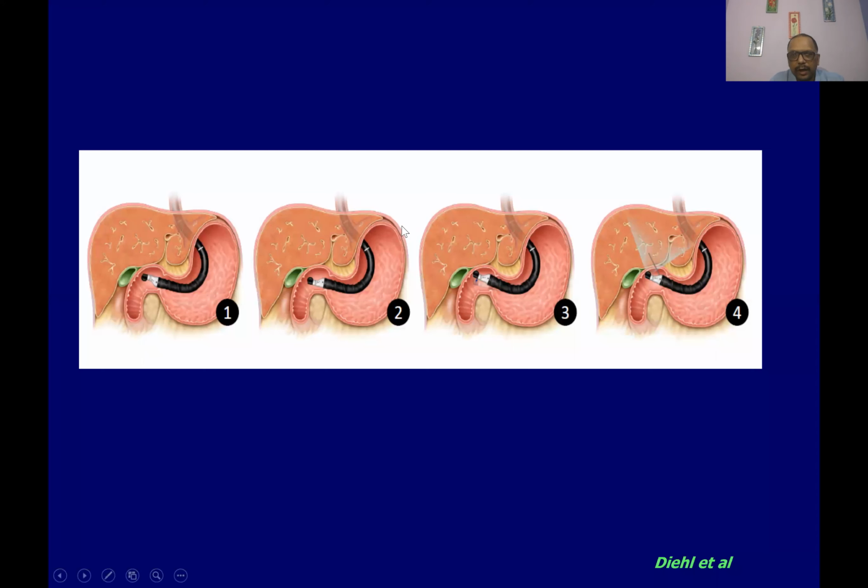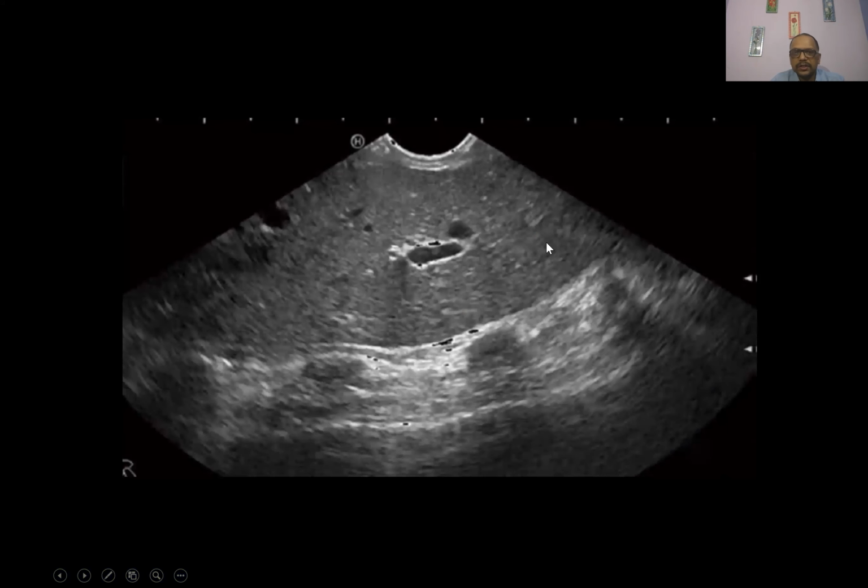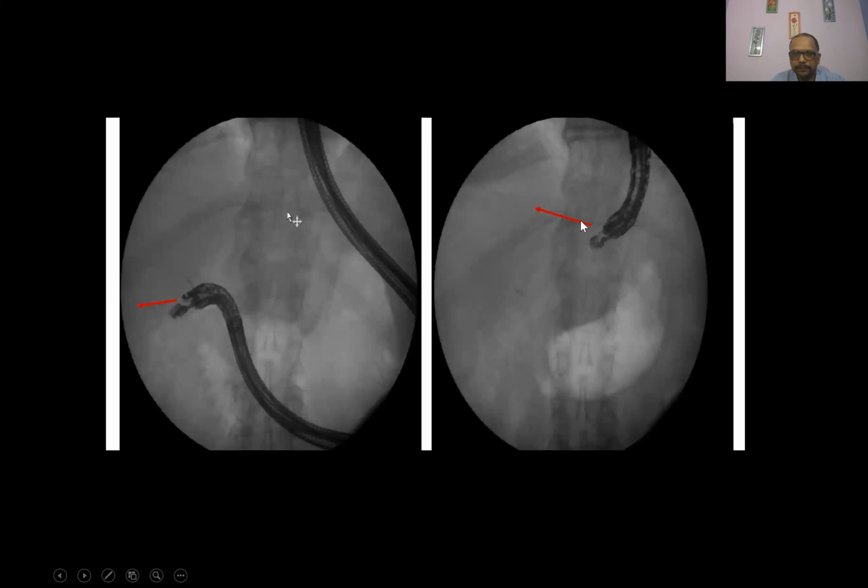Now, similarly for the right lobe, you have to push the scope into the duodenum. So by default, the face of the echo endoscope faces downwards. So we have to rotate it 180 degrees so that it faces the undersurface of the liver, and then segment 5 can be approached from the duodenum and liver biopsy can be done. Now, this is how the right lobe of the liver is seen, and then you can do a sampling of segment 5 using an EUS guided approach.